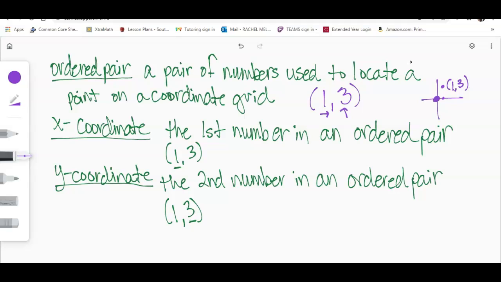We have our x-coordinate. The x-coordinate is the first number in an ordered pair. So in 1, 3, the 1 is my x because that's the first number. The y-coordinate is the second number in an ordered pair. So that means that whatever the second number is, that is your y-coordinate.